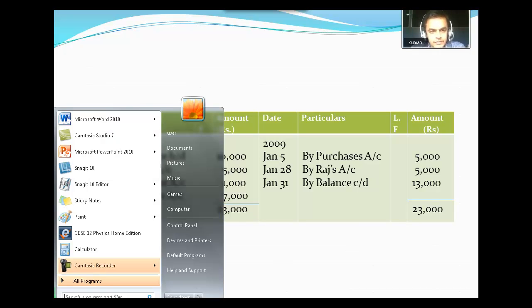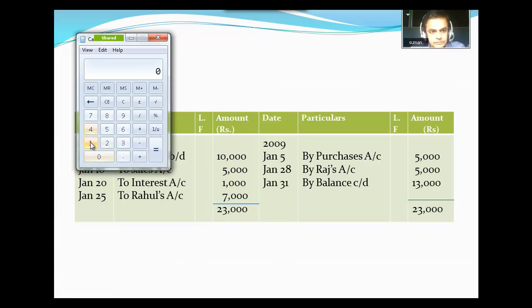Now in our debit the balance b/d is 10,000, then plus next 5,000, plus 1,000, plus 7,000. So the total is coming 23,000. Now from 23,000 we have to deduct our credit transactions. First credit transaction is of amount 5,000. So from 23,000 we will deduct 5,000. So it comes to 18,000.